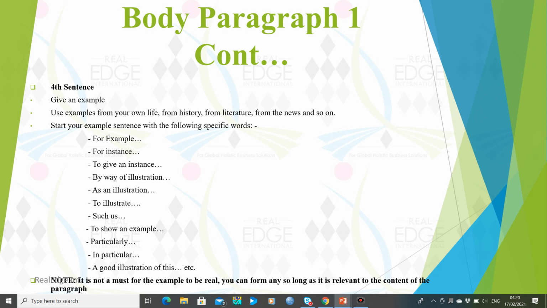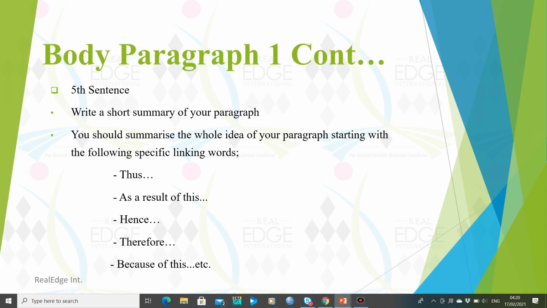Something to note about stating an example is that it's not a must for the example to be real. You can form any example so long as it is relevant to the content of the paragraph you are discussing. And finally, sentence number 5, this is where you write a short summary of your paragraph.